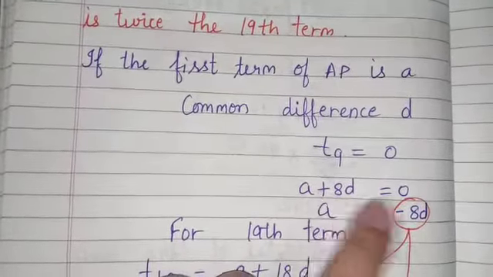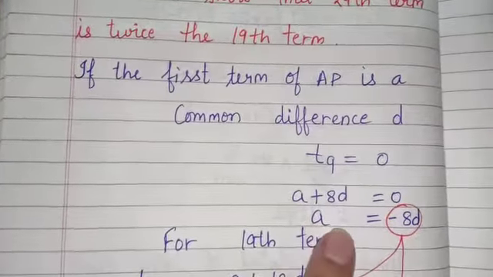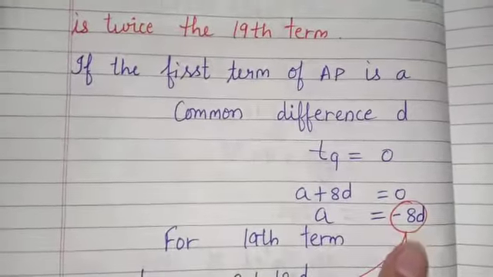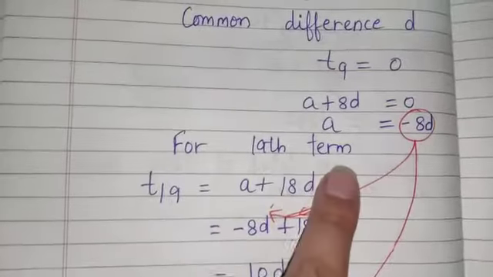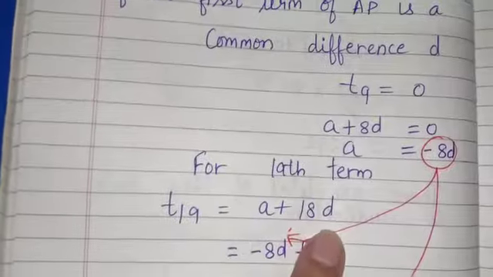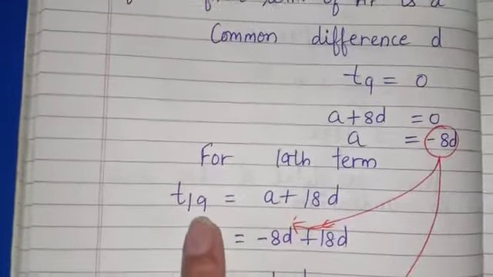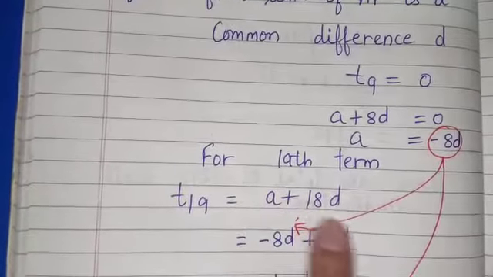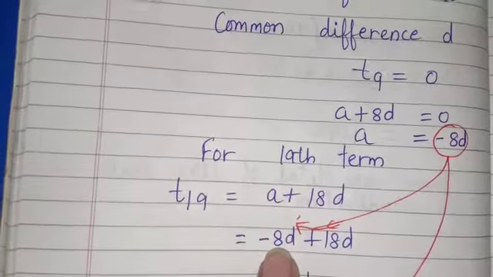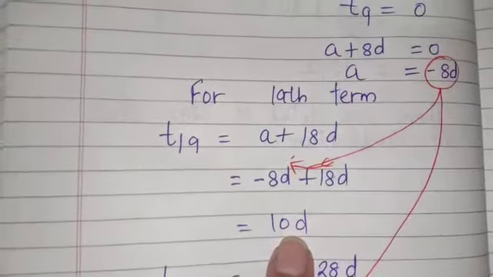If A plus 8D is equal to 0, you take 8D to this side, it will come A is equal to minus 8D. This is the relationship between A and D, right? So for the 19th term, we write T19, which means A plus 18D. I have told in my first video, when you write any term, we write one less than the term number times the common difference, that is A plus 18D. See here, in place of A I have taken minus 8D, so minus 8D plus 18D comes as 10D, right?